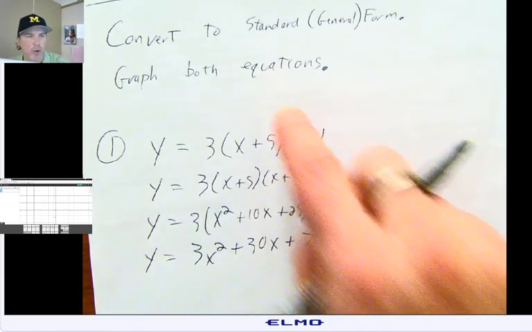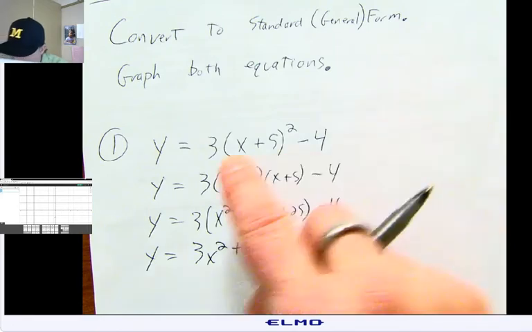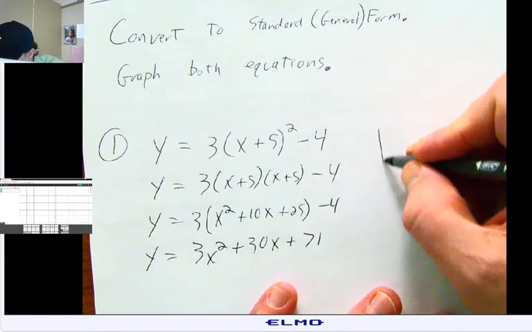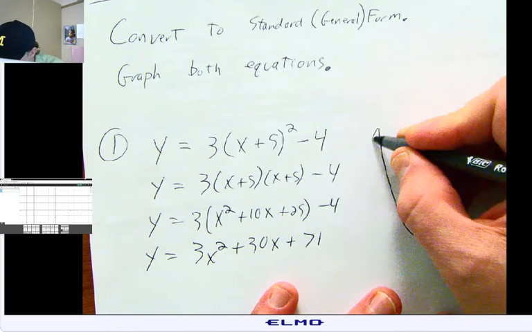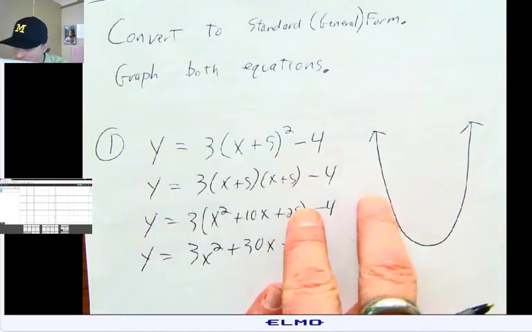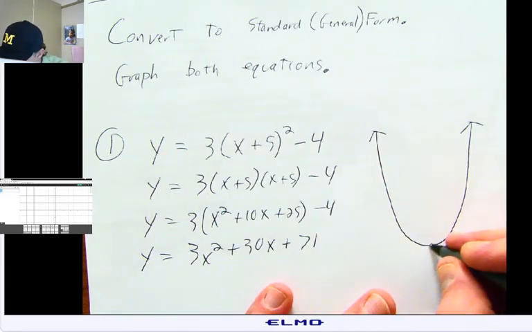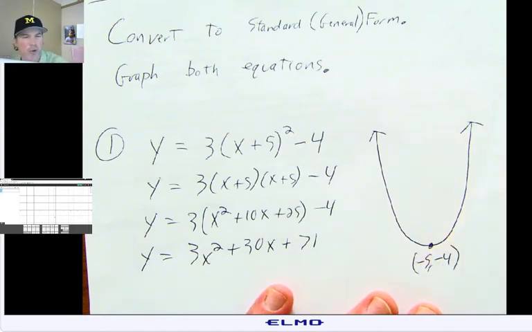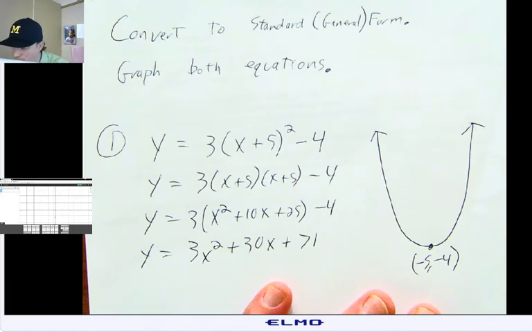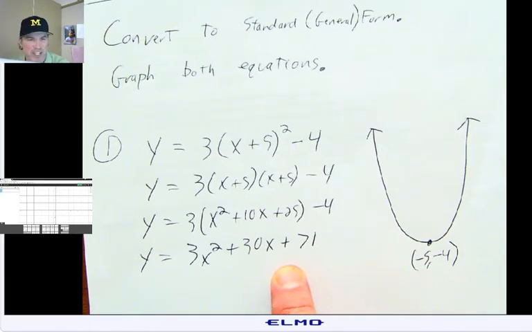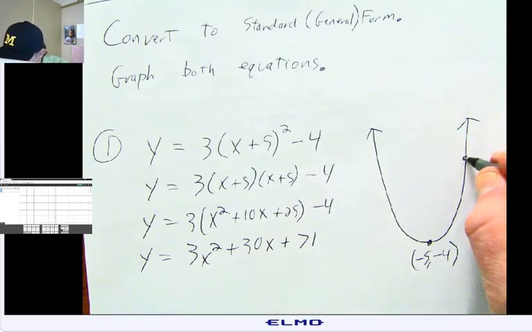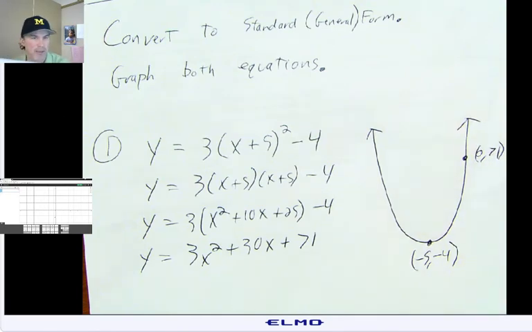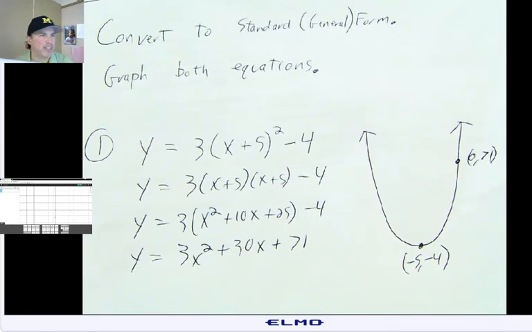Now it says to graph both equations. It's a positive 3 vertical dilation, so I know this parabola is going to be going up. Based off what I see right here, I know that this vertex is at (-5, -4), and then I just need any old point. I could use standard form and just plug in 0, and if I plug in 0, I get 71. So my secondary coordinate could be (0, 71), and I didn't really even need to write down any math to make that happen. Okay, so that's that graph.